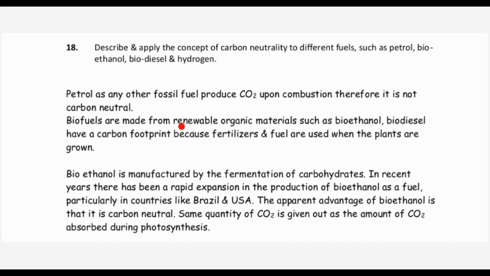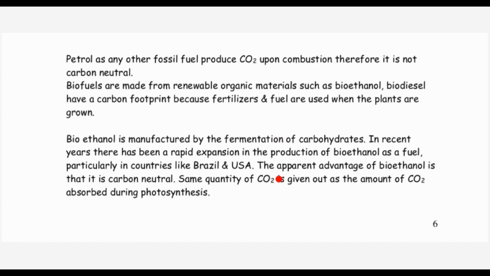Biofuels such as bioethanol and biodiesel are made from renewable organic materials, but have a carbon footprint because fertilizers and fuel are used when the plants are grown. Bioethanol is manufactured by the fermentation of carbohydrates. In recent years, there has been a rapid expansion of the production of bioethanol as a fuel, particularly in countries like Brazil and USA. The apparent advantage of bioethanol is that it is carbon neutral, or almost carbon neutral, not exactly 100%. Some quantity of carbon dioxide is given out, as the amount of carbon dioxide absorbed during photosynthesis.